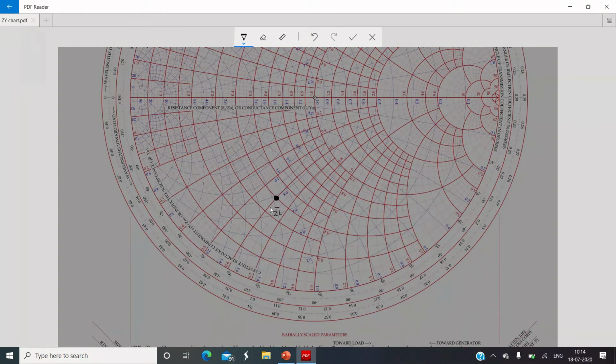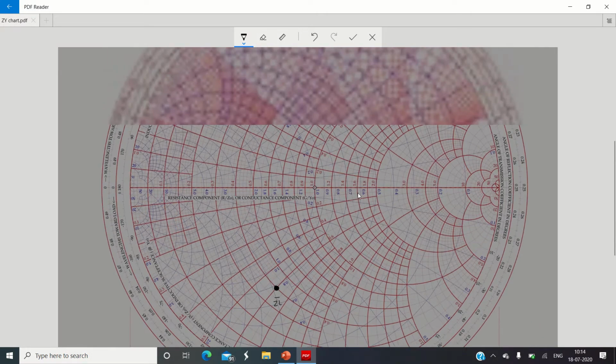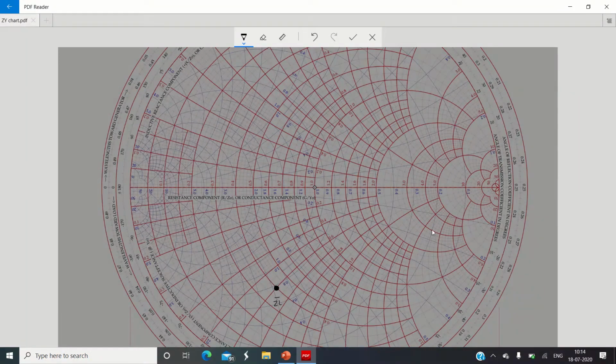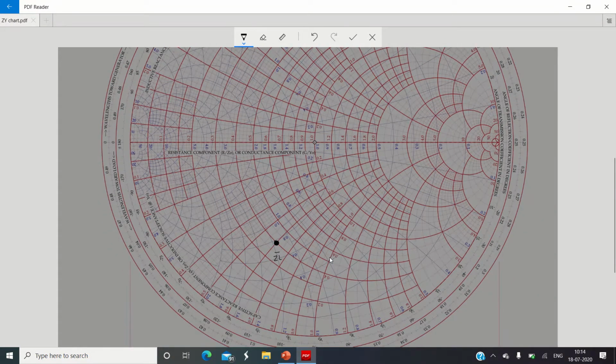Now, what is this point? We already confirmed that this normalized value of load impedance is located outside the 1 plus jx circle, right? So that's why we are going to make use of the second configuration of the impedance matching circuit, which says that the first element starting from ZL has to be a series element. So if it is a series element, then from the given impedance, we need to trace a resistance circle.